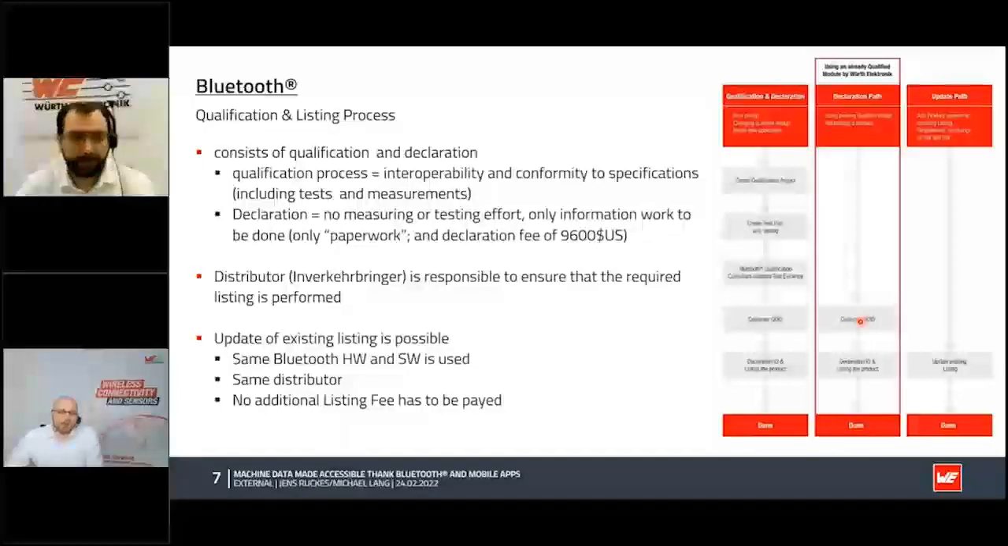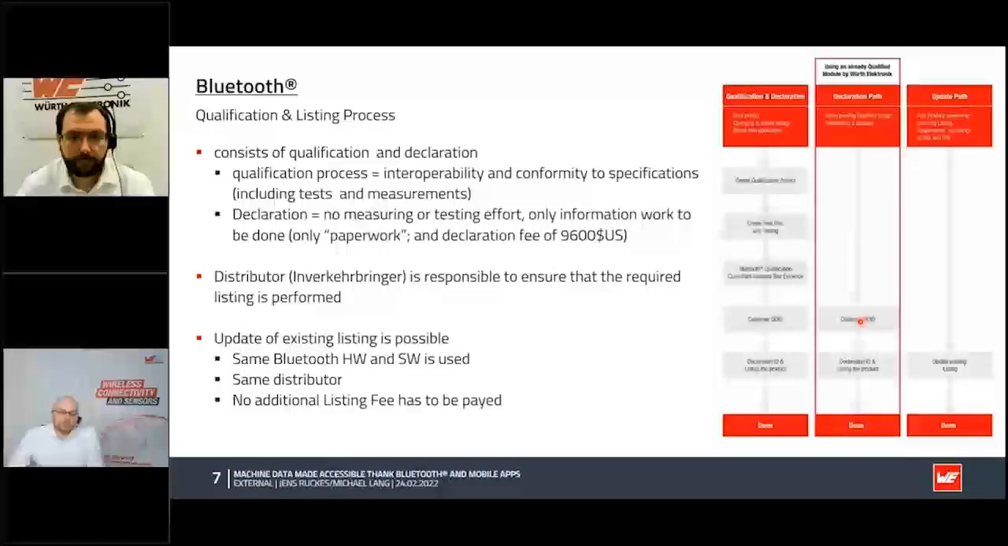The third path you can use is somehow an update path. If you have once paid the $9,600 and you have listed, let's say, measurement device A, and now you invent a measurement device B, you do not have to do it again, but you can update the existing listing, and then you don't have to pay anything and put it in the same listing.